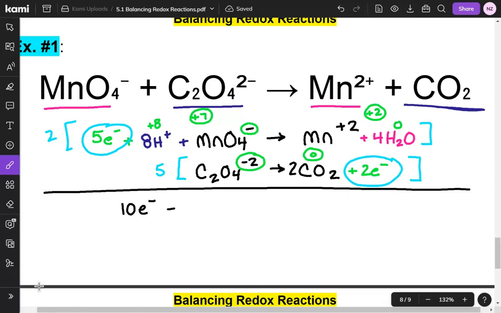I'll have 16 hydrogens. I'm going to have 2 MnO4. And then I'll have 2 Mn plus 2. And then 8 H2Os.